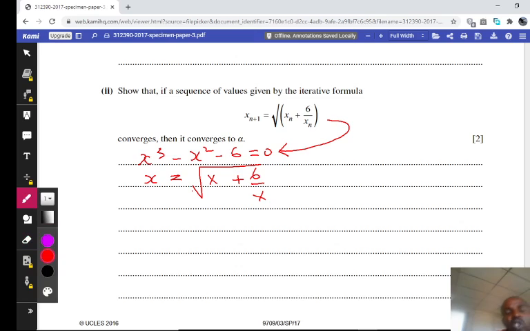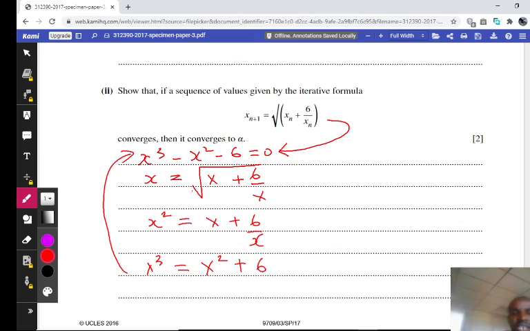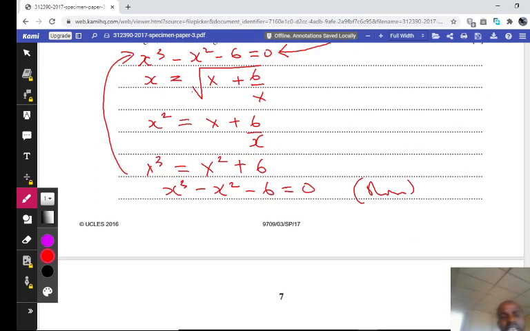Then, to simplify, you square both sides to remove the square root. It will be x squared is equal to x plus 6 over x. Then multiply everything by x, and you get x cubed on this side is equal to x squared plus 6. Expressed in this form, it will be x cubed minus x squared minus 6 equals 0. Then you have shown it. We are done. That's how you work it out. Alright, next part.